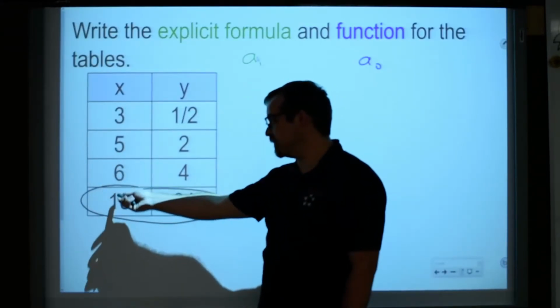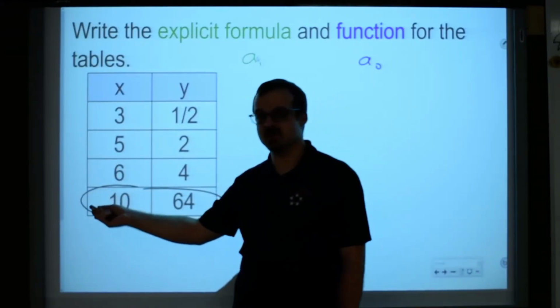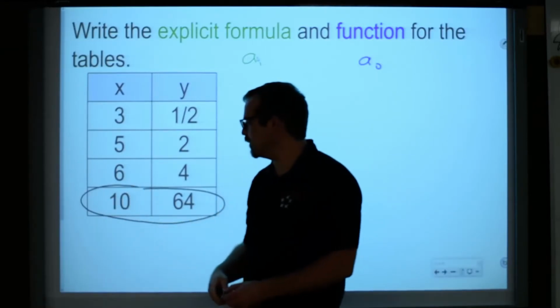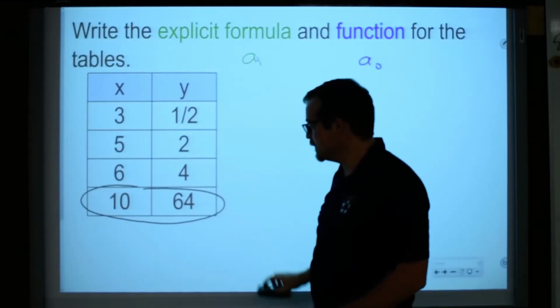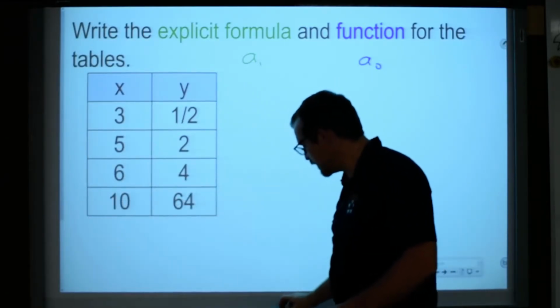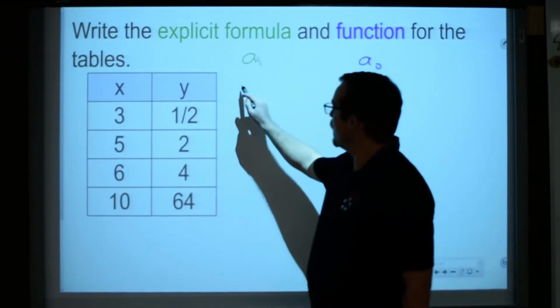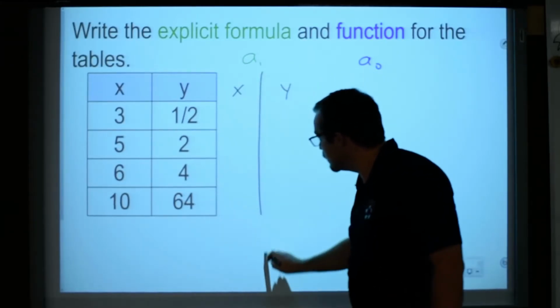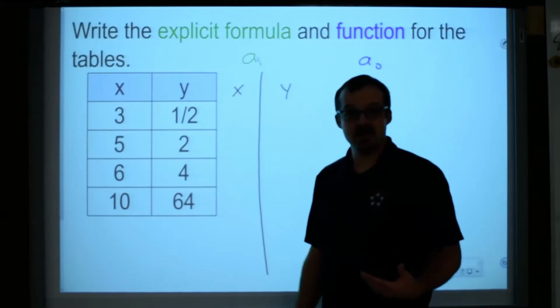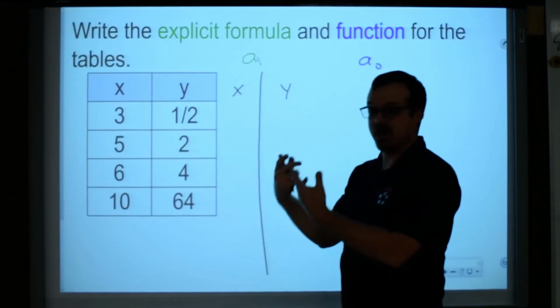Do I need to figure out what the 7th, 8th, 9th, and 10th term is? It'd be helpful only because I want to make sure that my common difference or my common ratio works for all those parts. So this table's going to take a second to fill out, but it's still going to be doable. So I got x's and y's here, and I need to work all the way back to the 0 term.